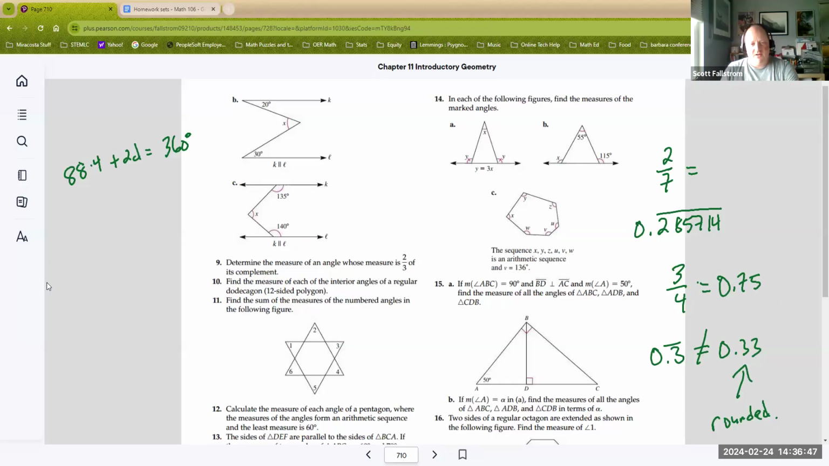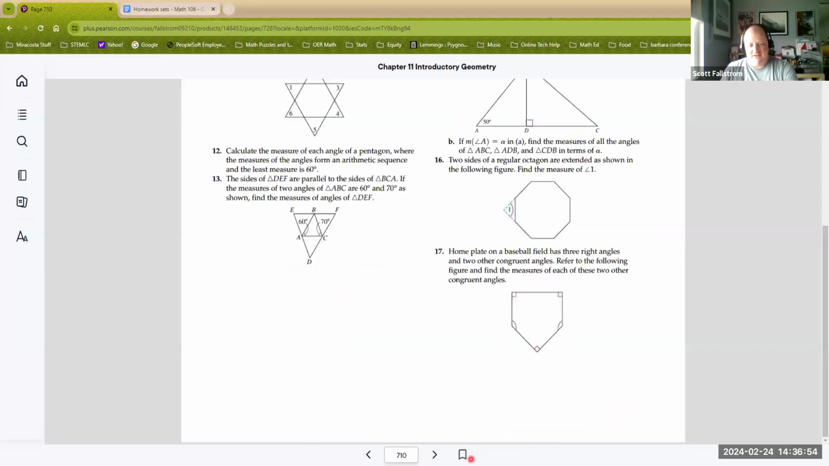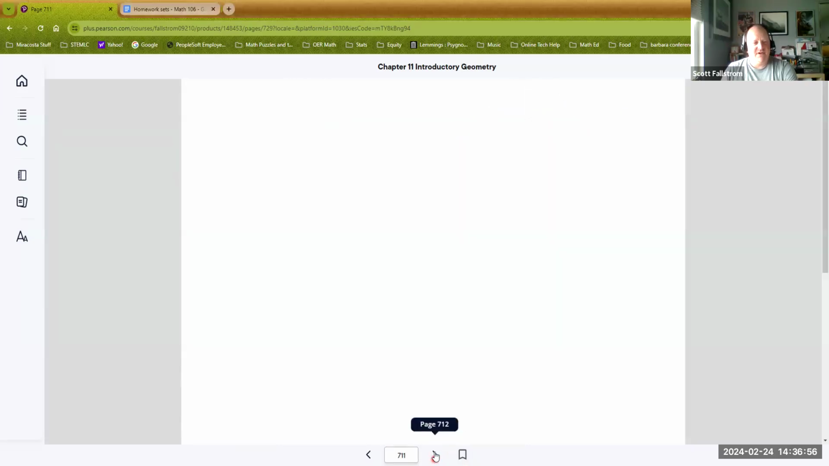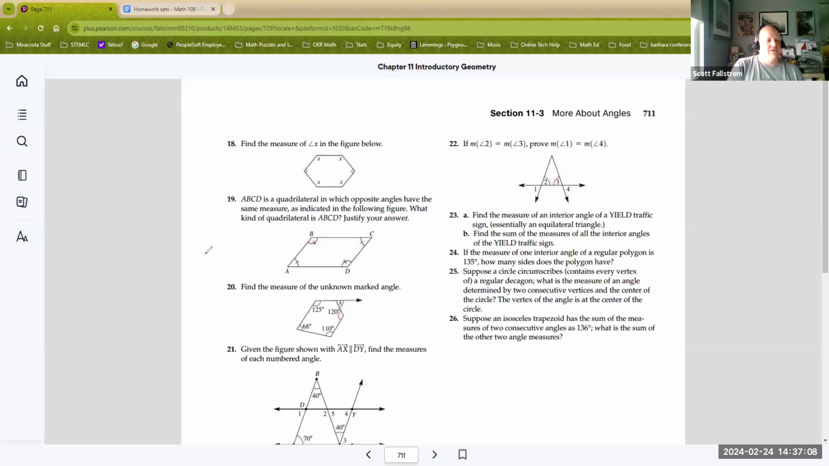Let's take a look. 19 is the next one up. So here we go to the next page. Question number 19. What kind of a quadrilateral is ABCD? Actually, this ties into one of the previous questions, so it's a good one. It's very fitting. So let's take a look.